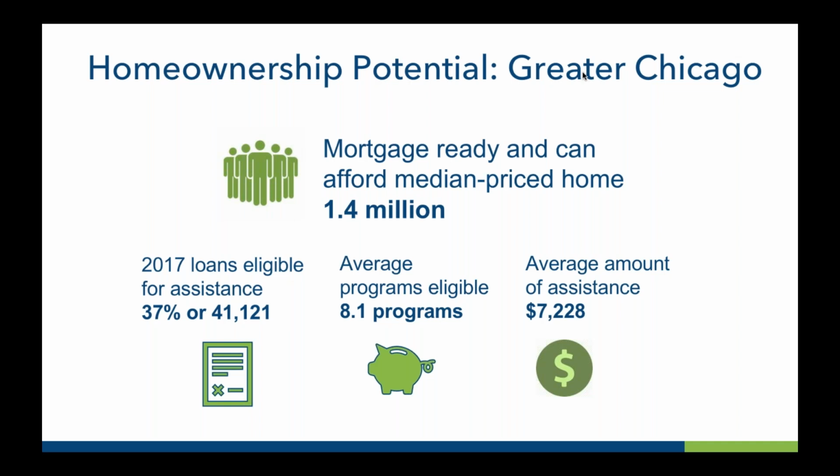Just in Greater Chicago, as of this study late last year, there were 1.4 million mortgage-ready millennial renters under 40 in the Greater Chicago area who could also afford a median-priced home in Chicago. That's huge. That's insane. Now, there are obviously not 1.4 million properties to sell to those buyers today, right? So there's an inventory concern or an inventory issue.